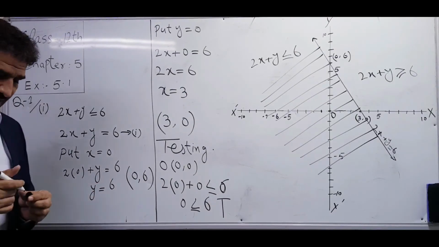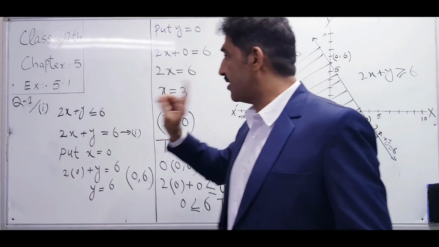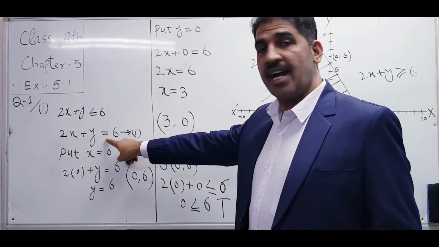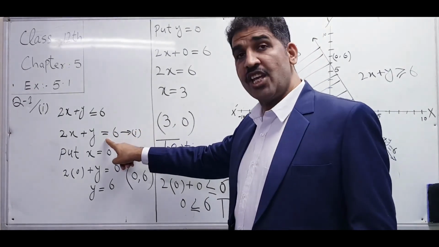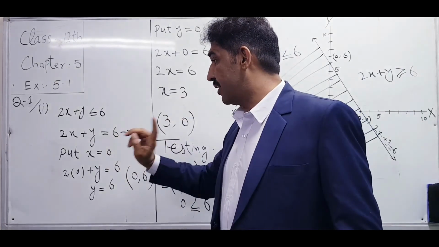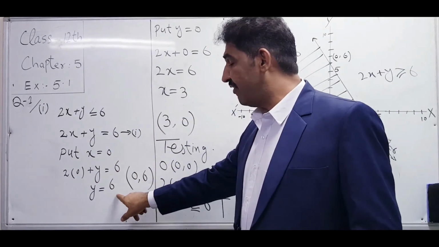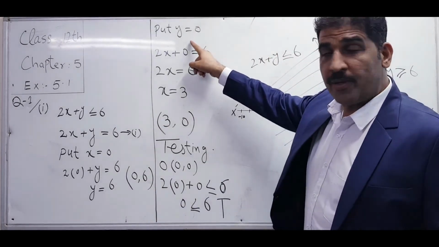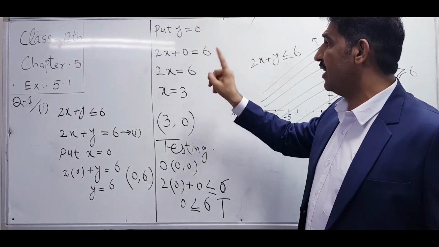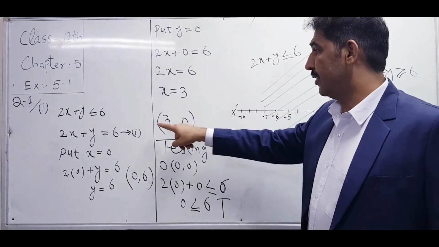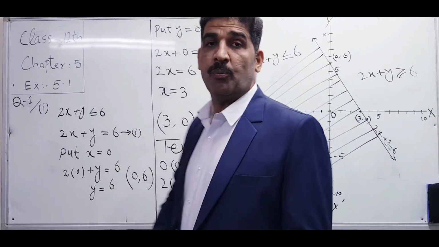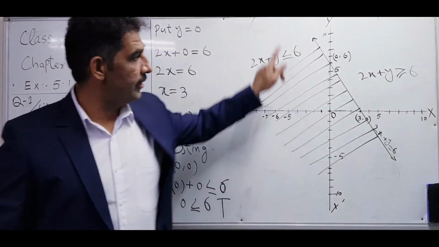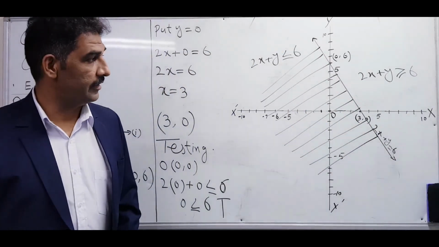Again, I repeat the steps. What is the first step? Remove the inequality sign, whether greater or less, and apply the equal sign. Next, put x is equal to 0 and find the value of y for one ordered pair. Then for the second ordered pair, put y is equal to 0, simplify, and find the value of x. Take both points on the graph paper, 3, 0 and 0, 6, and draw the line. The line will be solid.